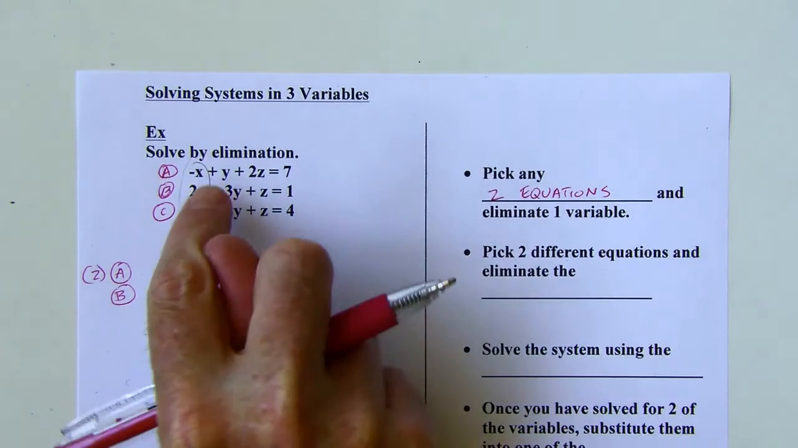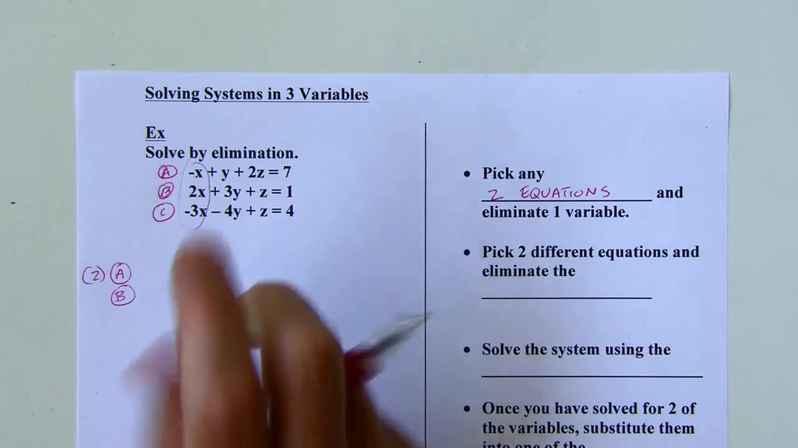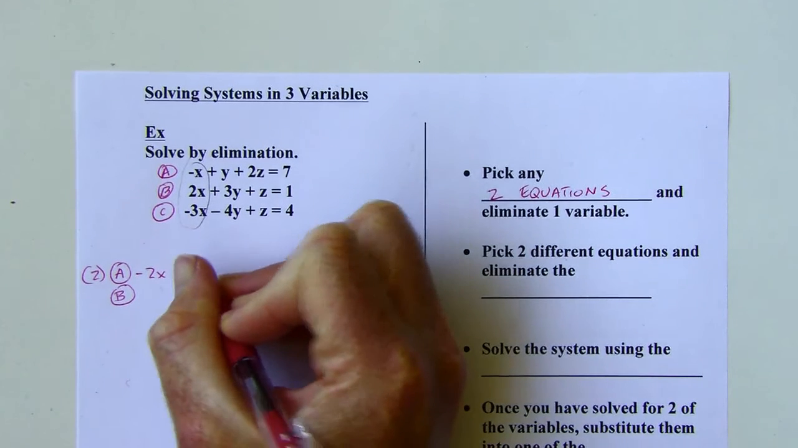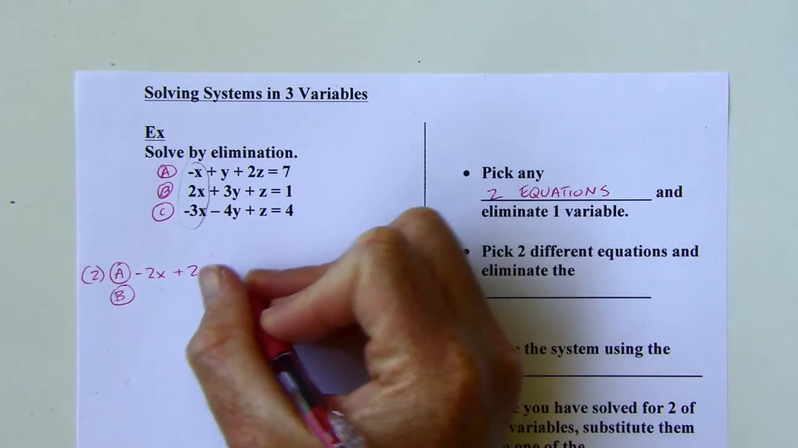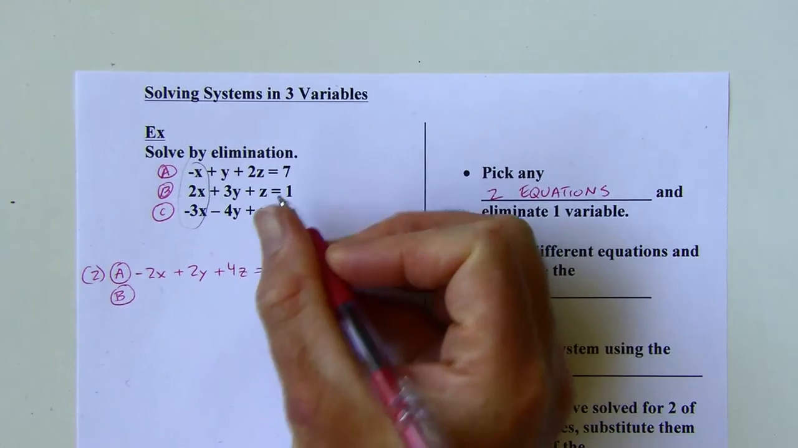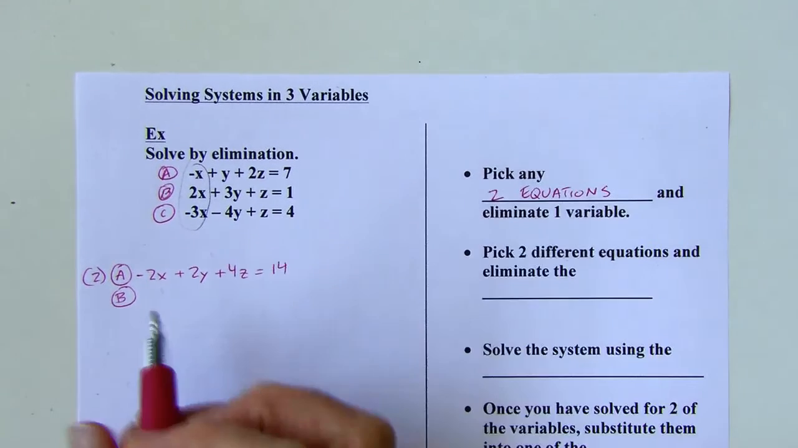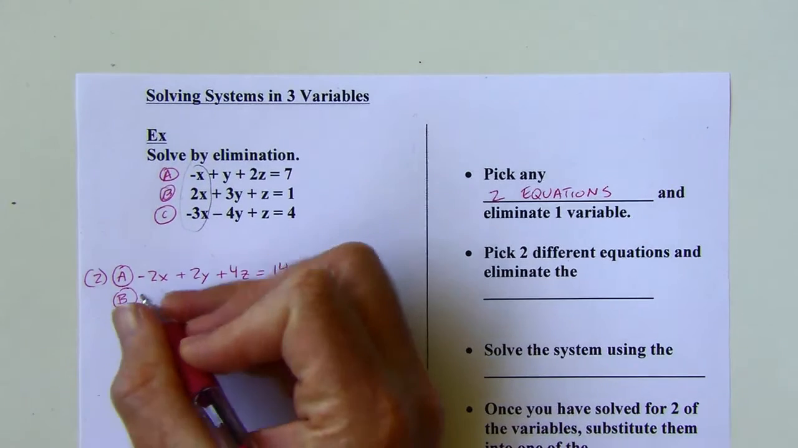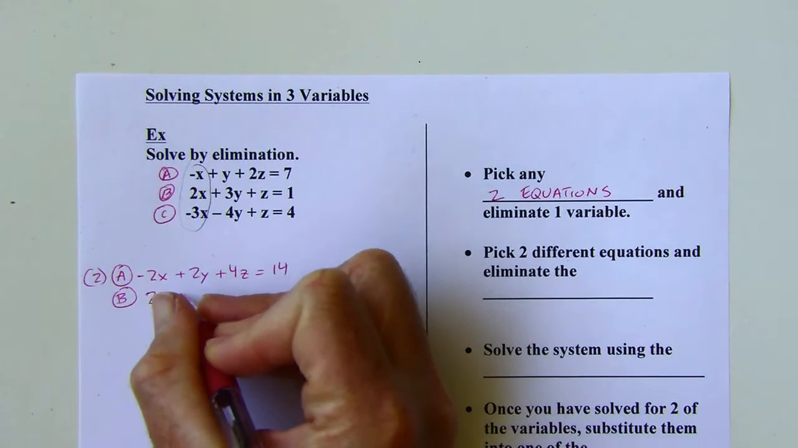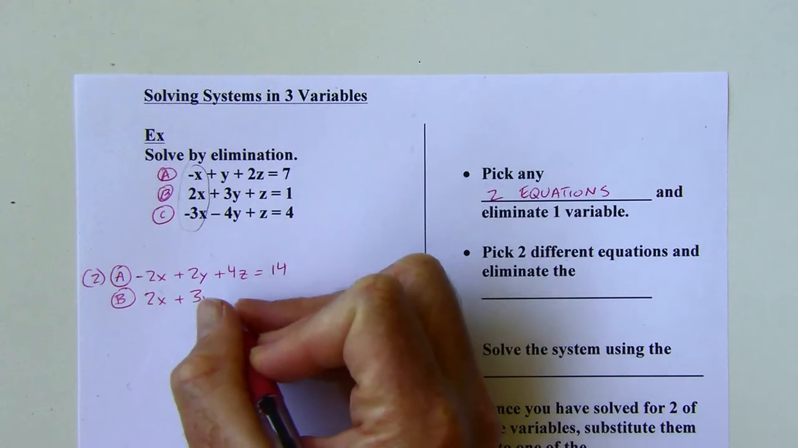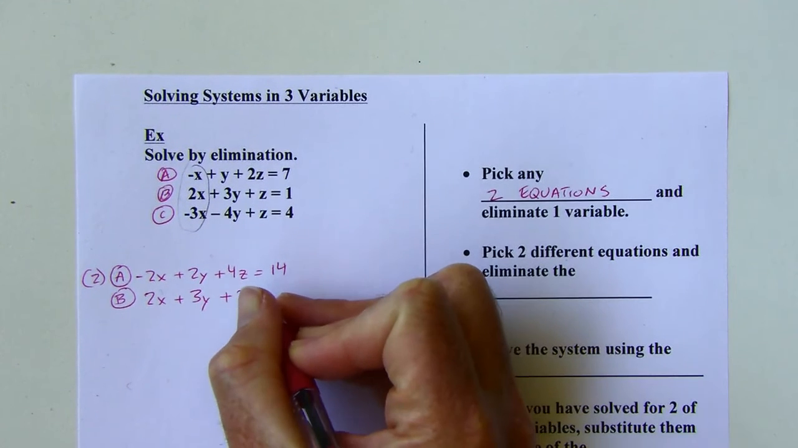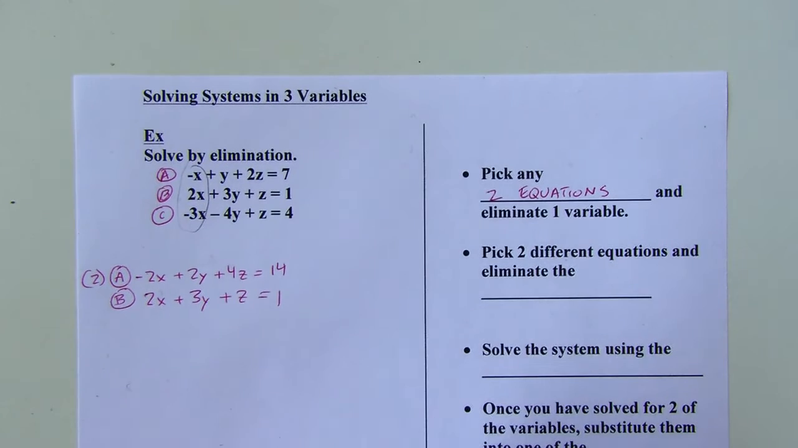So I'm going to multiply all 4 terms by 2. So that would be negative 2x plus 2y plus 4z equals 14. Okay, so there's my equation A doubled, right? I'm going to leave equation B alone because I can see now that the x's are going to eliminate. Okay, and again, you could eliminate a different variable. I just happen to choose the x's.